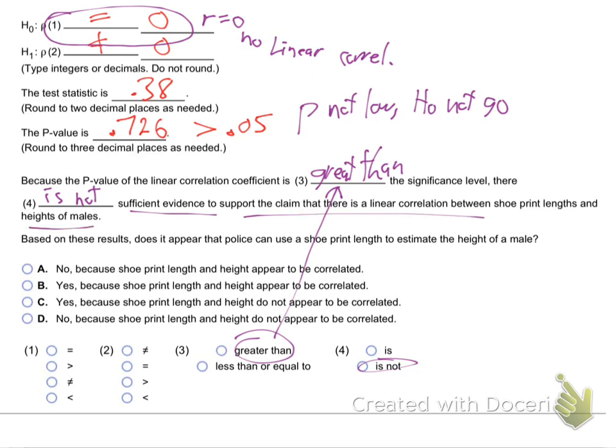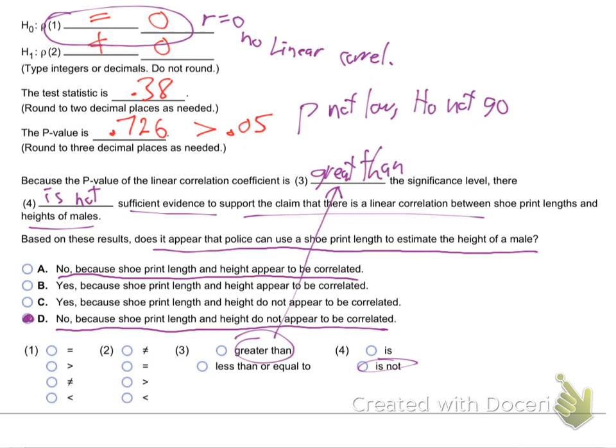Okay, based on these results, does it appear that police can use shoe print length to estimate the height of a male? What do you think? Can they use that? No. What's the first one say? No, because shoe print length and height appear to be correlated. Yeah, no, it's D, huh? No, because shoe print length and height do not appear to be correlated.